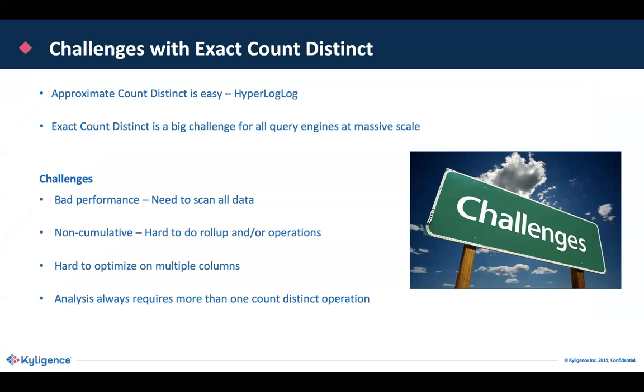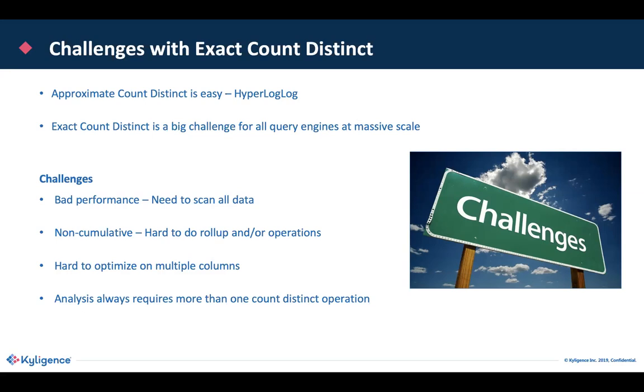solves this problem. Earlier, we mentioned that approximate count distinct is simpler than exact count distinct. Actually, there's a mature and proven solution for approximate count distinct already in the big data industry, which is HyperLogLog. We're not going to discuss too much about this algorithm. Let's focus on the exact count distinct. For exact count distinct, when processing massive data, it will face the following challenges. The first one is the data volume. It needs to scan all data, which will lead to a poor query performance.